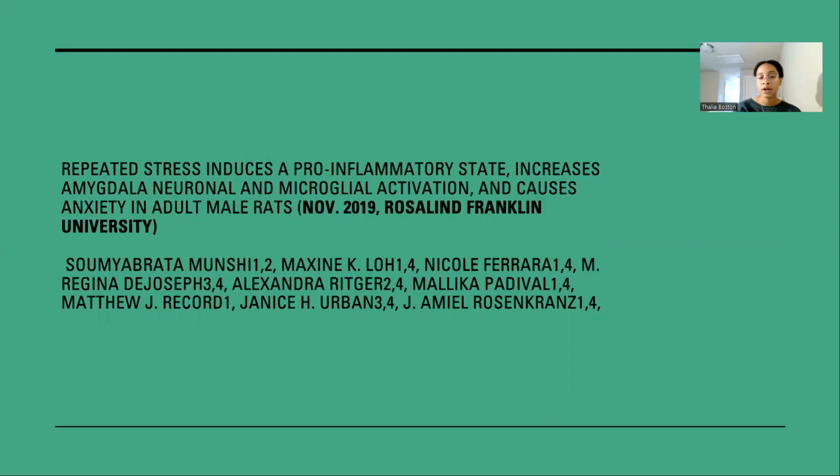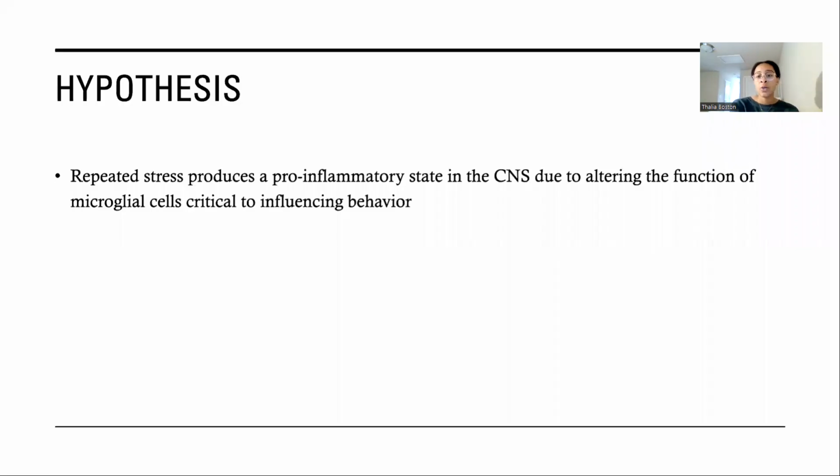What he wants to figure out here is whether a specific type of stress called repeated social defeat stress, sorry, it's kind of a mouthful, repeated social defeat stress, or RSDS for short, produces a pro-inflammatory state in the CNS by altering the function of microglial cells critical to influencing behavior. So they want to analyze the different functionality features of our cells and our organs that play a part in relaying anxious behavior. And here the model organism will be rats.